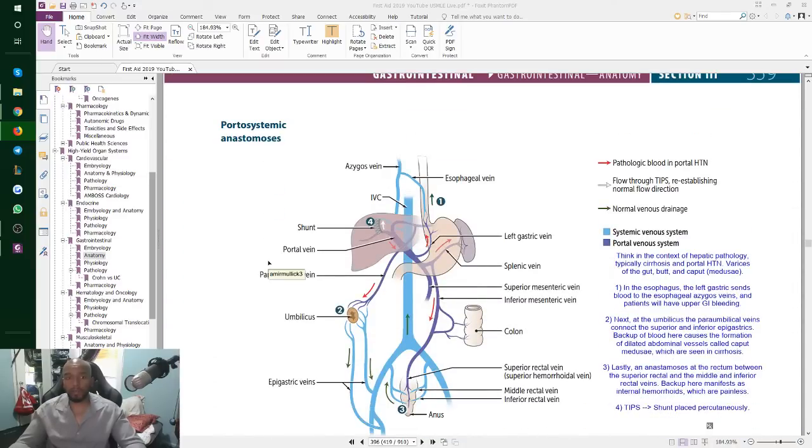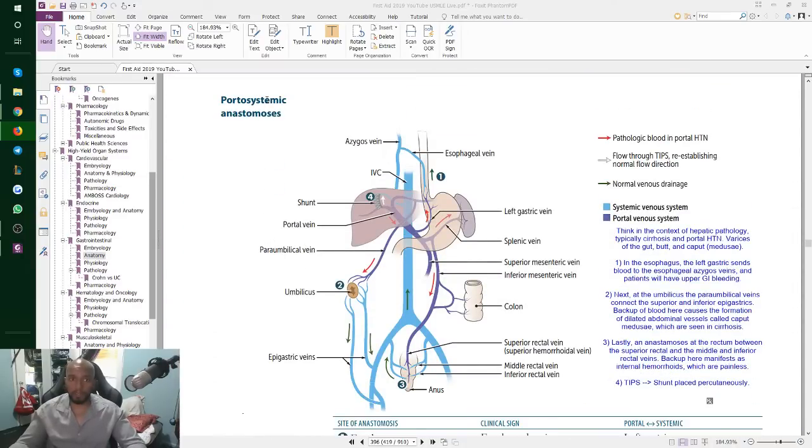So on the next page here, we have your portosystemic anastomoses. You can see the dark blue right here is your portal venous system. The lighter blue is your systemic venous system. So you can see your inferior vena cava. All the green arrows are showing you normal venous drainage. So you have your three areas. Number one is the esophagus, which normally drains into your azygos vein.